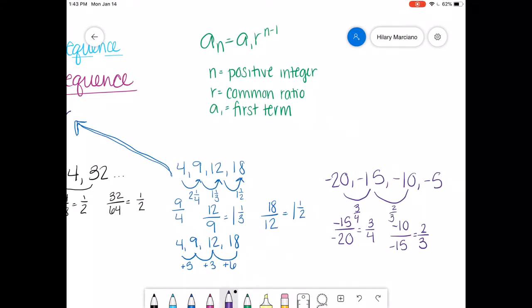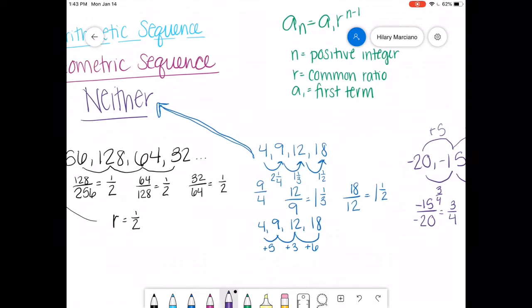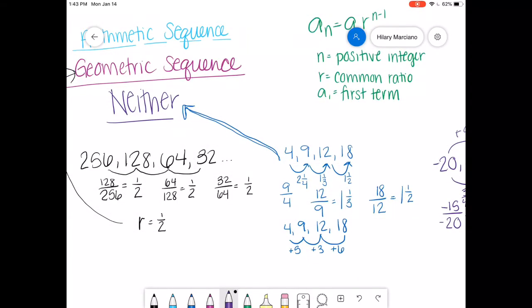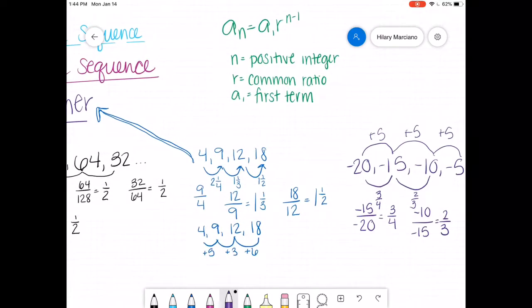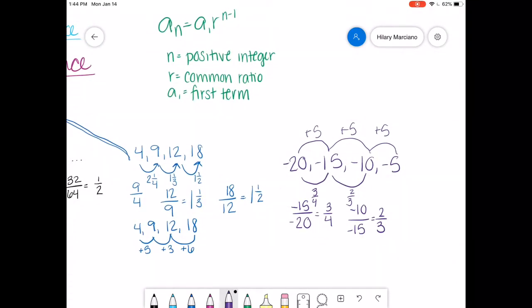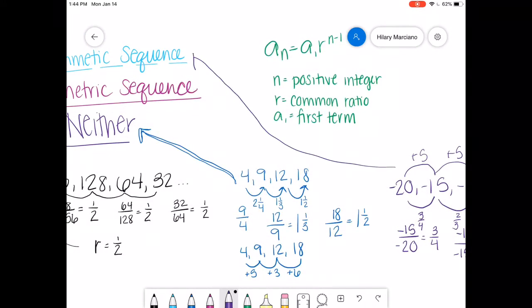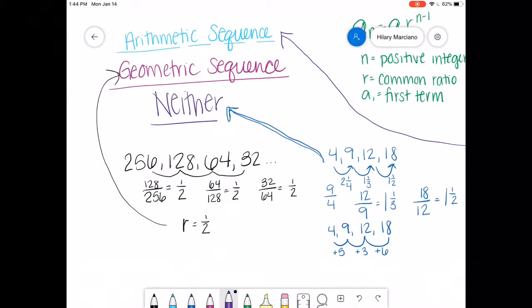What about if we try for an arithmetic sequence? We're adding 5, right? Adding 5, adding 5. Because there's a common difference between each one, that makes it an arithmetic sequence. So let's just look here: geometric, neither, arithmetic. Does that help us kind of understand the difference between all of them? Good.